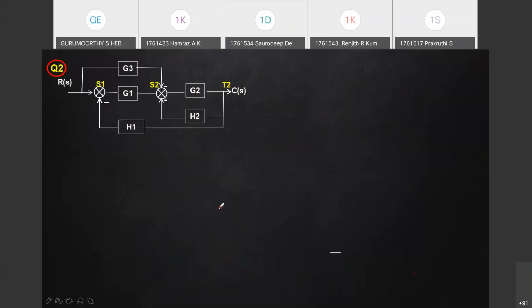So question number 2. Have a look at this problem. If you have a pencil or a pen or a paper, you can keep it ready and note down this problem. For your simplification, I have written there are two summing points as S1, S2, and there are two takeoff points. This is one takeoff point T1, and this is the second takeoff point T2.